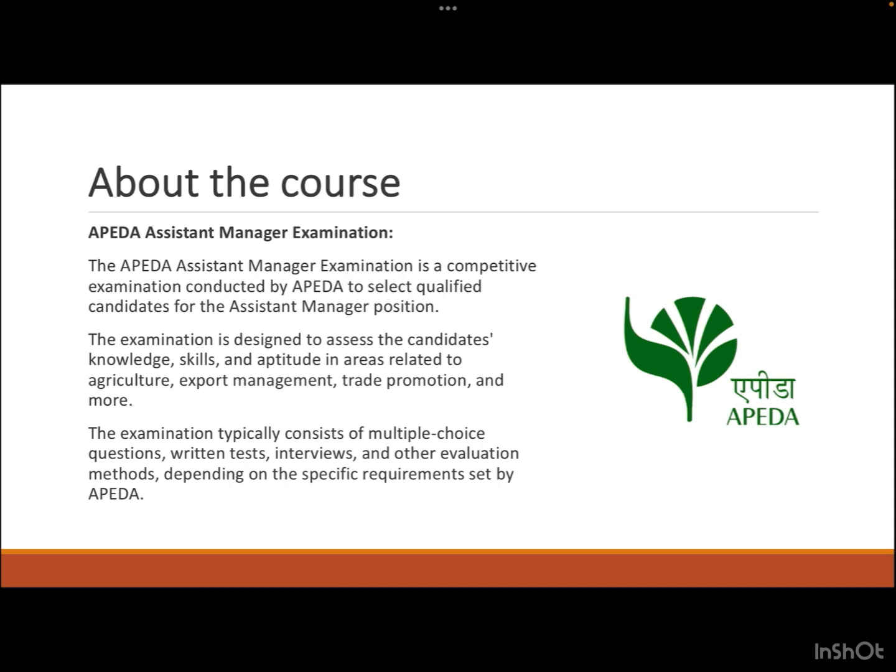The post of APEDA Assistant Manager is shortlisted by conducting an examination. This examination is a competitive one conducted by APEDA to select qualified candidates for the Assistant Manager position. The examination is designed to assess the candidate's knowledge, skills, and aptitude in areas related to agriculture, export management, trade promotion, and more. The examination typically consists of multiple choice questions, written tests, interviews, and other evaluation methods, depending on the specific requirements which will be set by APEDA.